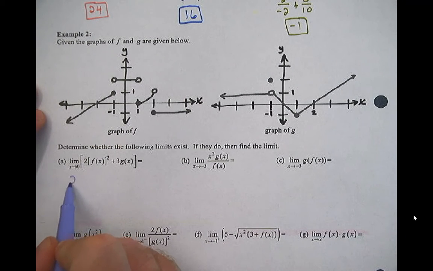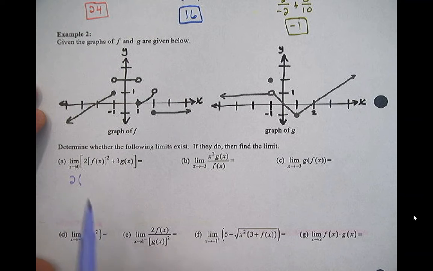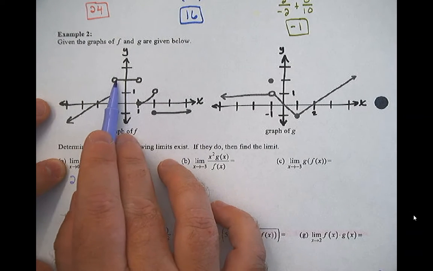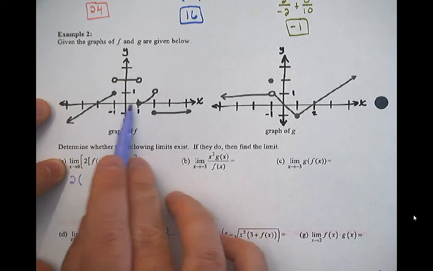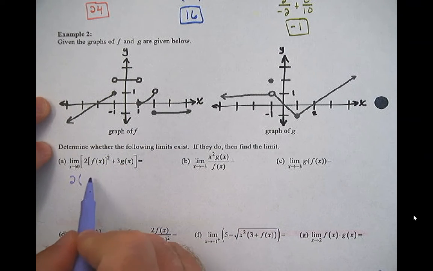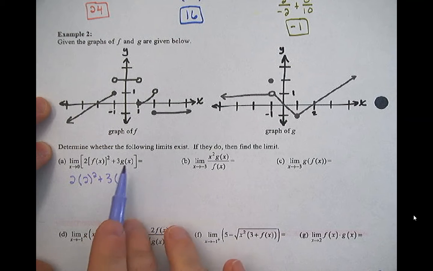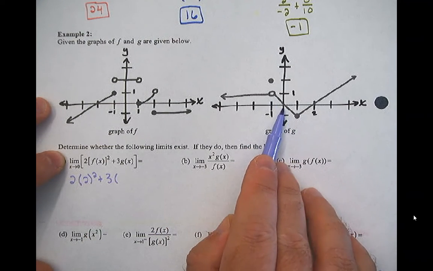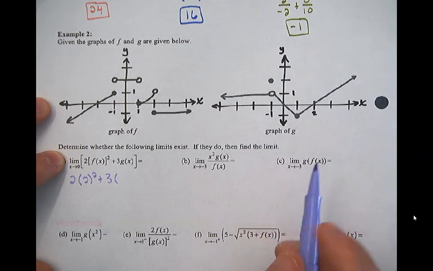So this would be 2 times, I'm going to put it in parentheses right away so I don't make that same mistake. Okay, what's the limit of f of x as x approaches 0? So as x approaches 0, what are my y values approaching? They're approaching 2. Plus 3 times g of x, what is the limit? What's happening to g as x approaches 0? From both sides, they are meeting at a height of 0.